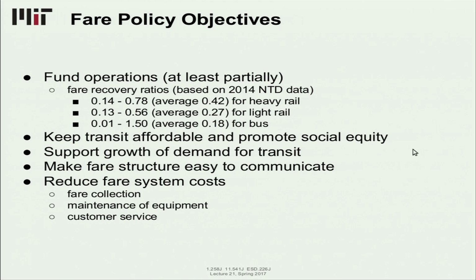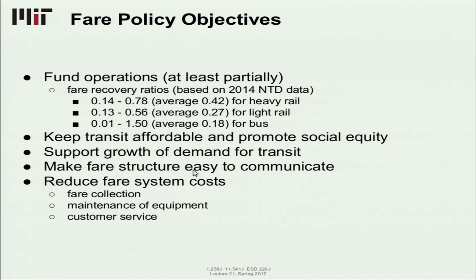Okay, so other goals: keep transit affordable and promote social equity. So here we have the first conflict, right? The first objective would mean that you want to raise fares, and if you raise fares, then you get more fare revenue. But there's another objective, which is to keep transit affordable and promote social equity, and that would indicate that you want to keep fares low, right? So also supporting growth for demand of transit, also keep fares low, right?